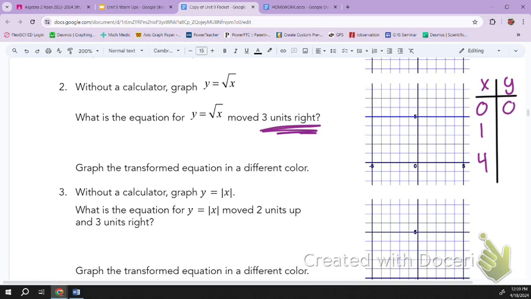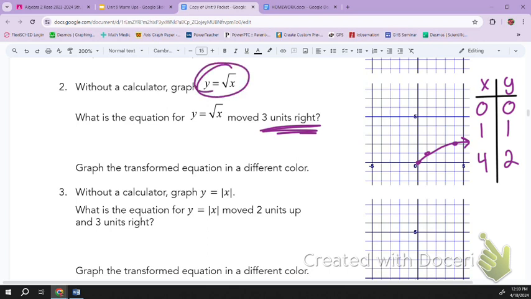The square root of 0 is 0. The square root of 1 is 1. The square root of 4 should be 2. Graph these nice whole points. We're square rooting. That's our parent function.